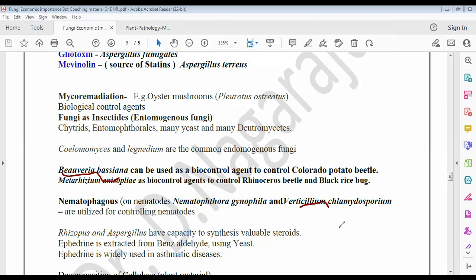Which among these is the nematopathogenic fungi? Which among these is the insecticidal, that means entomopathogenic, fungi? Like that, they ask the question. Beauveria bassiana is the entomopathogenic fungi. You should remember, Verticillium and Chlamydosporium are the nematopathogens. These two questions were raised so many times, so you should remember it. Beauveria bassiana and Metarhizium are the entomopathogenic fungi.